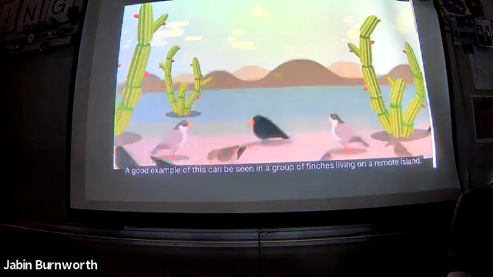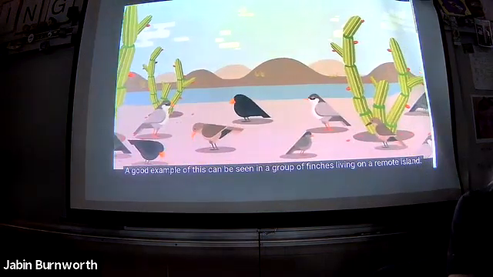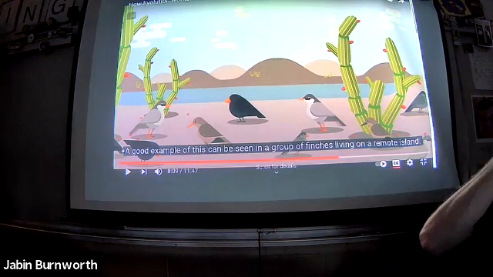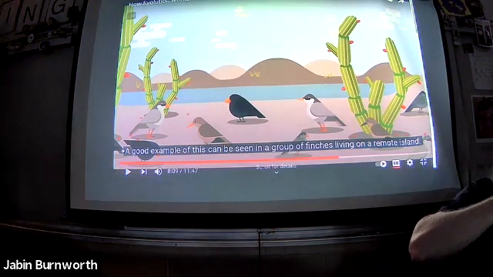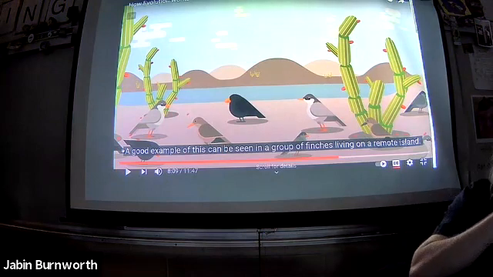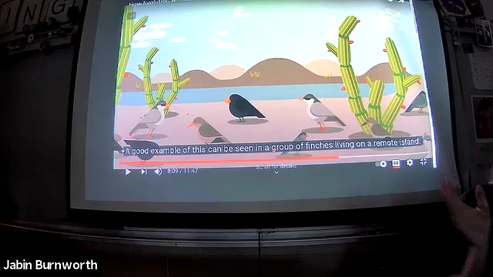A good example of this can be seen in a group of finches. Now this is kind of like the second part, but remember Darwin went to the Galapagos Islands off the coast of Quito, Ecuador, and these finches blew there from a storm.